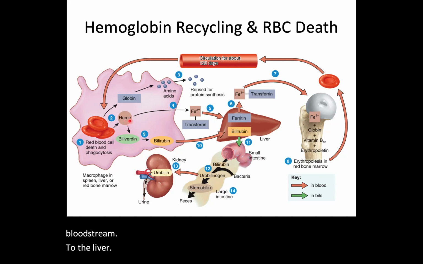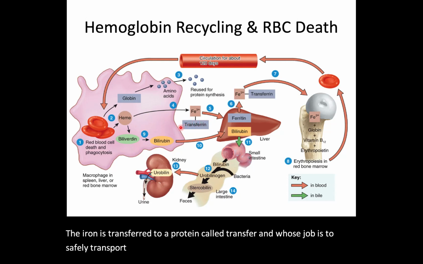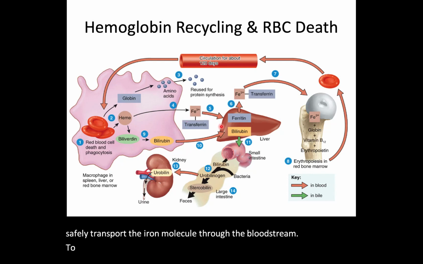So heme is broken down into iron and protein. Right? The iron is transferred to a protein called transferrin, whose job is to safely transport the iron molecule through the bloodstream to the liver. Right? To the liver.